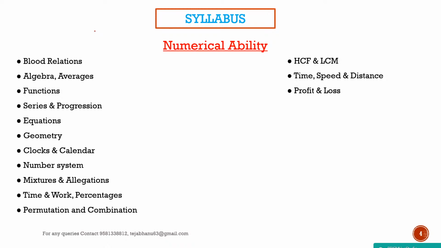See, coming to numerical ability, the topics are blood relation, algebra, averages, functions, series, progressions, equations, geometry, clocks and calendars, number system, alligation mixture, time and work, percentages, permutation and combination, LCM and HCF, time, speed and distance, profit and loss. Okay, these are the different topics covered under numerical ability.